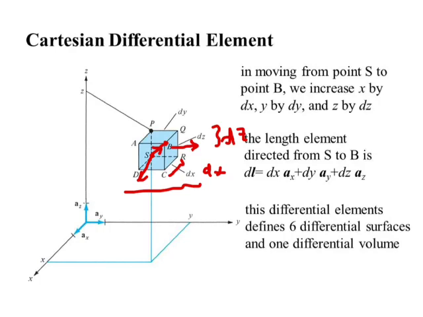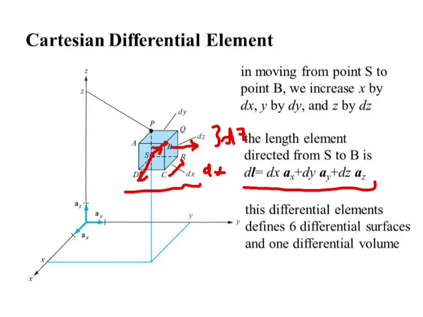When you move from a point to a nearby point, we are changing x by dx, we're changing y by dy, we're changing z by dz, creating what we call a length element. In Cartesian coordinates, this will correspond to dx ax, dy ay, dz az, and this is, here in this figure, the differential element pointing from S to B.